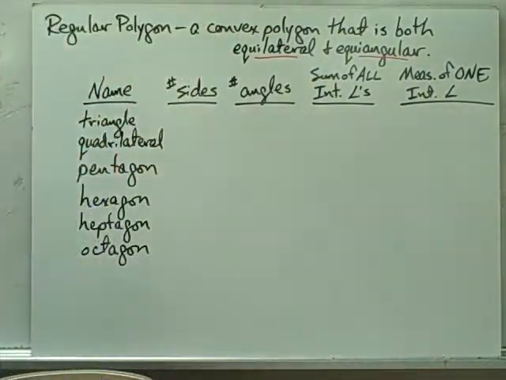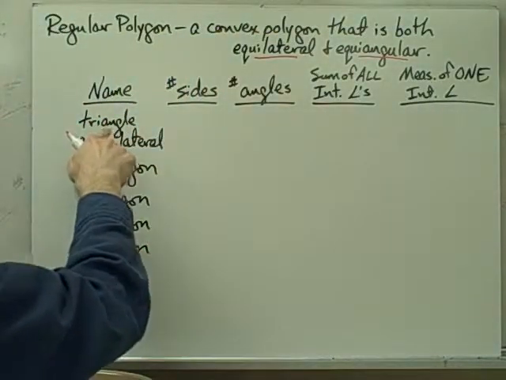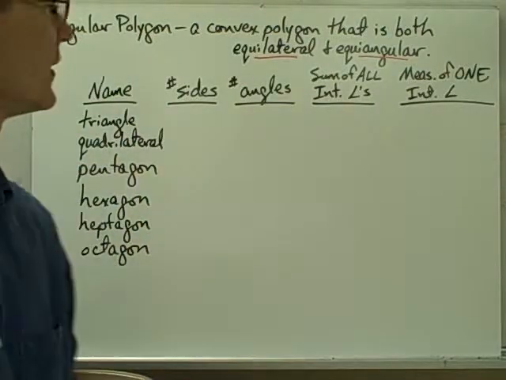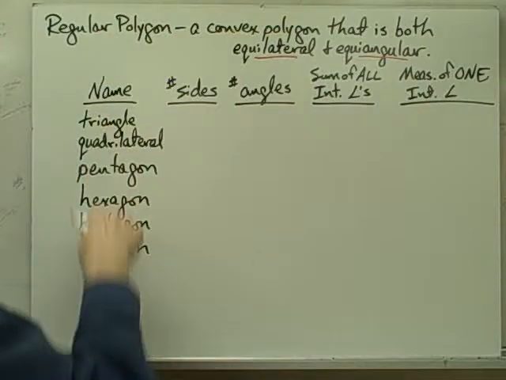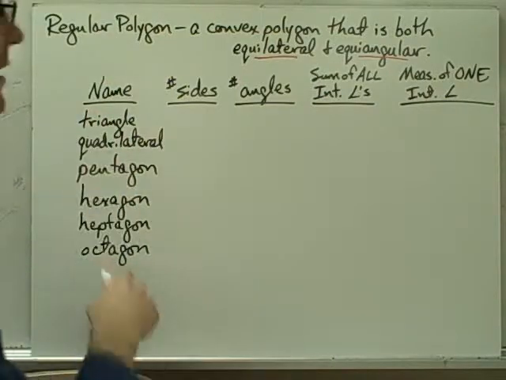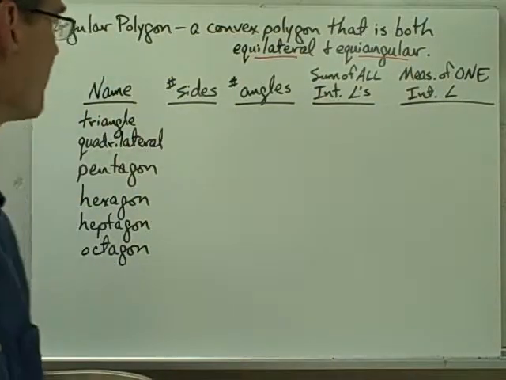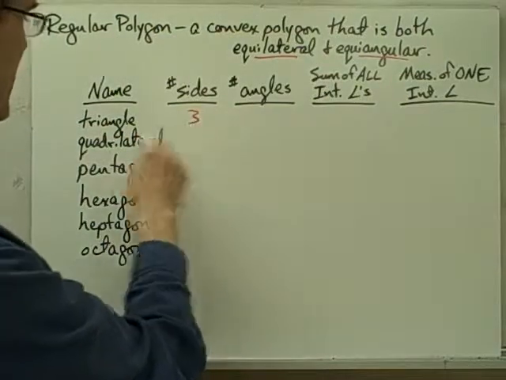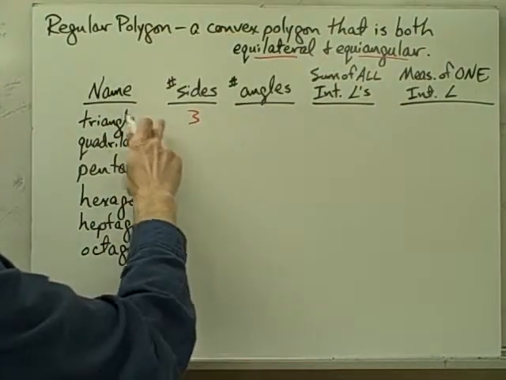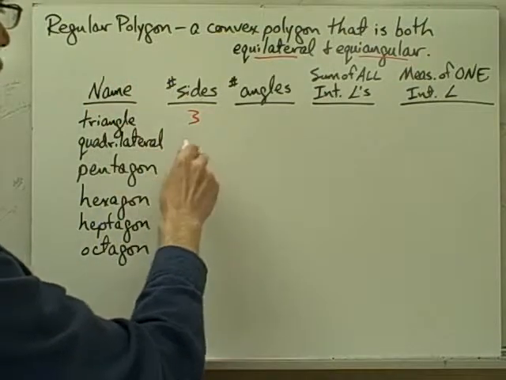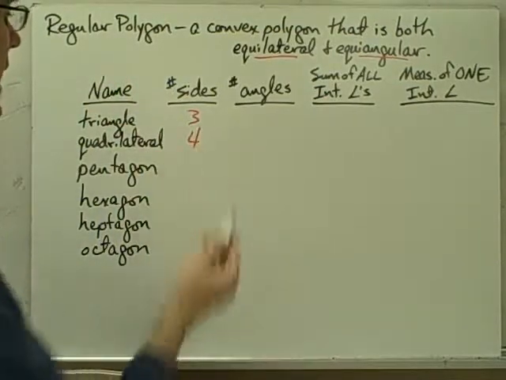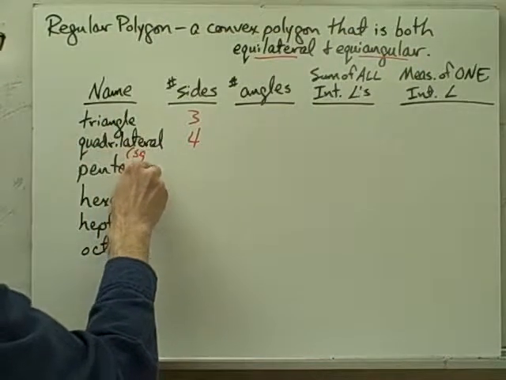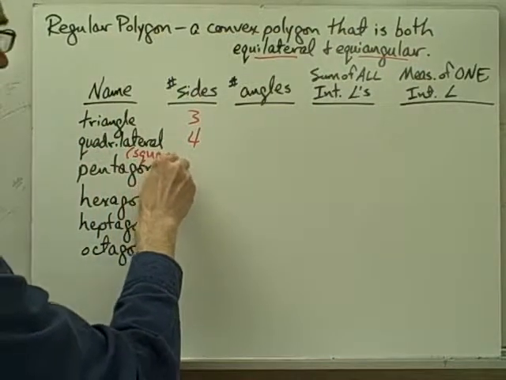So if we want to fill in the same type of table that we filled in before, except now all of the polygons that we're talking about here are regular polygons. Well, for each one of these regular polygons, the number of sides is going to be the same. A regular triangle has 3 sides. A regular quadrilateral has 4 sides. By the way, a regular quadrilateral is more often referred to as a square.